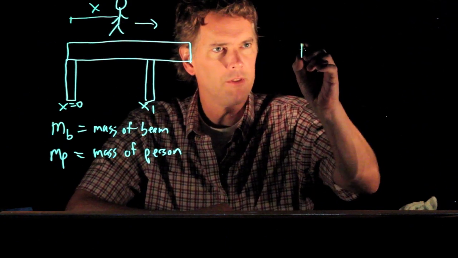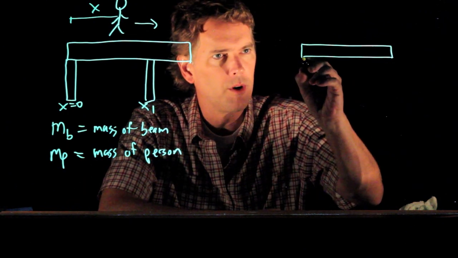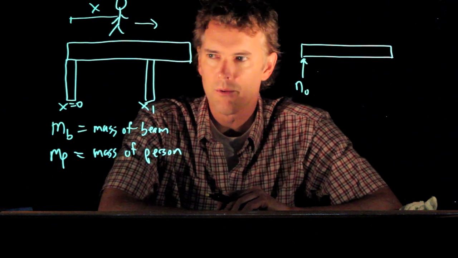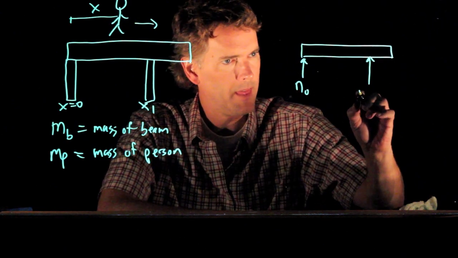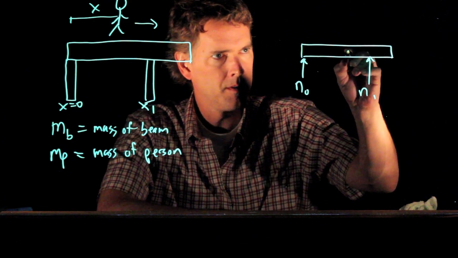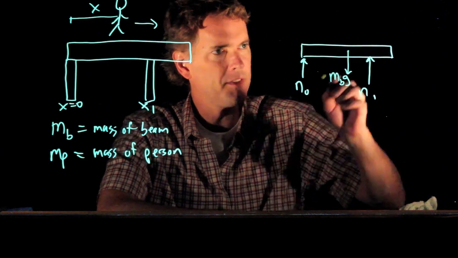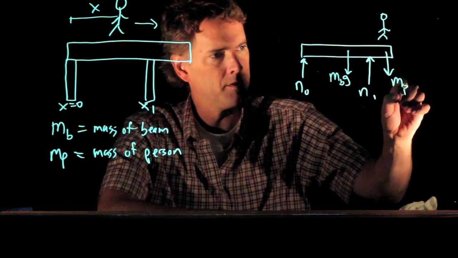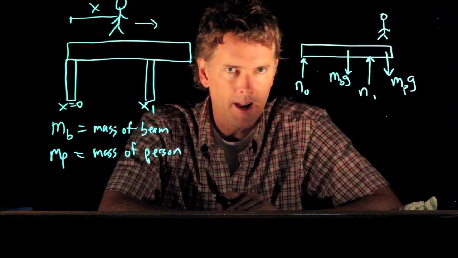All right, so let's analyze the forces that are acting on our beam. So we have the force due to this beam on the left, and that gives a normal force N0. There's also a force due to this beam on the right, and that is a normal force N1. There is the mass of the beam acting down, m_b times gravity. And let's say the man has made it all the way out to here. Therefore, there is the mass of the man, or the mass of the person, times gravity, acting down. So those are the forces that are acting on that beam.